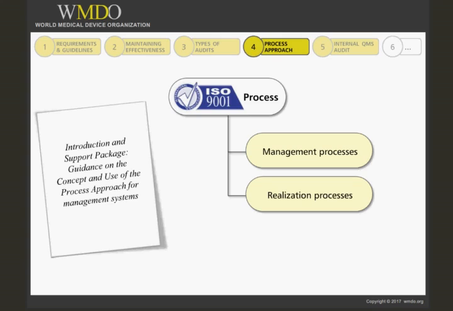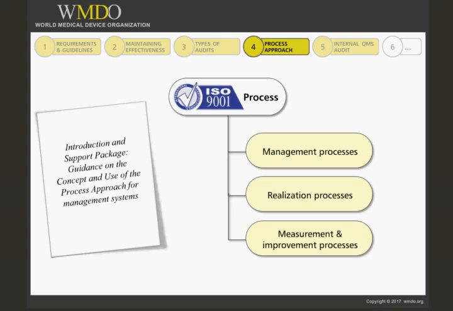Realization processes, which comprise all activities that result in a product or service. Measurement and improvement processes, which allow the data needed by management to maintain and improve the effectiveness of the organization and its business processes to be produced.